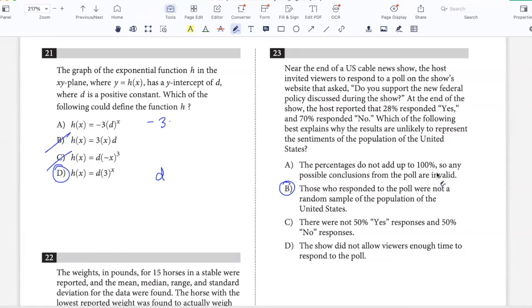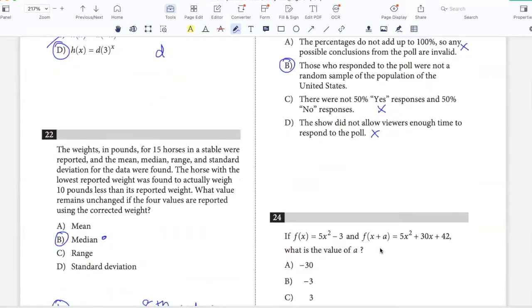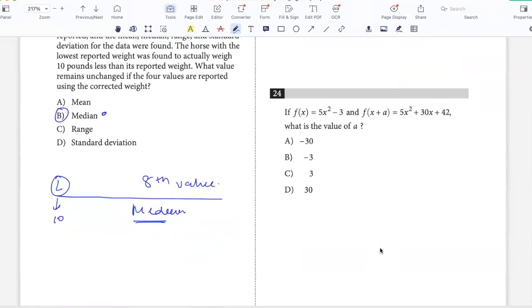The percentages do not need to add up to 100. There could be people who are undecided, so it's not A. It's not necessary for the votes to be evenly split, so it's not C. And yeah, this is not relevant because there is no mention of how much time was allowed. So B.